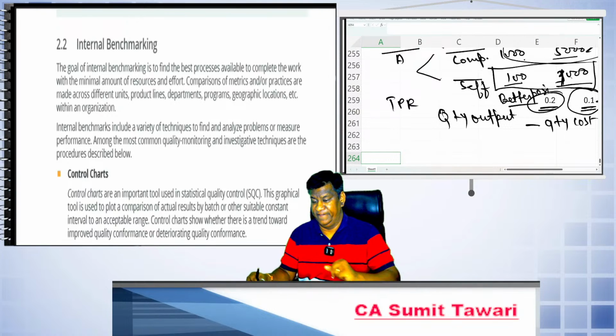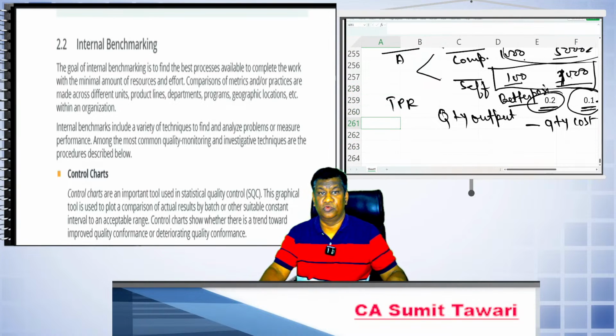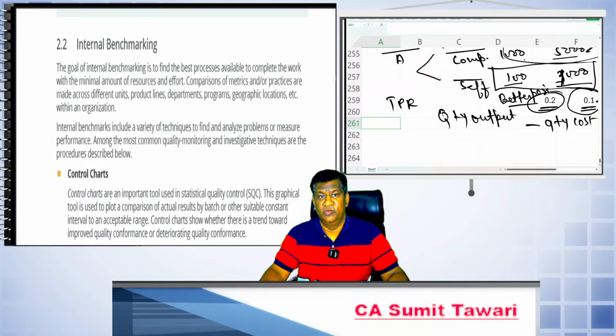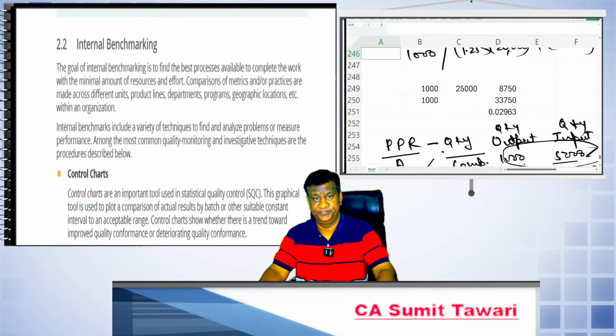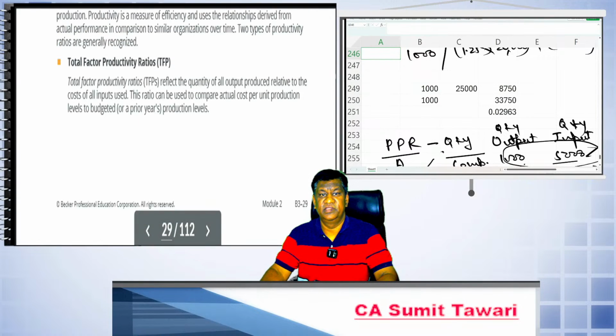TFP. What's the full form of TPR, sir? Because total factor productivity, TFP. No, no, it is basically total productivity ratio, total factor productivity ratio.